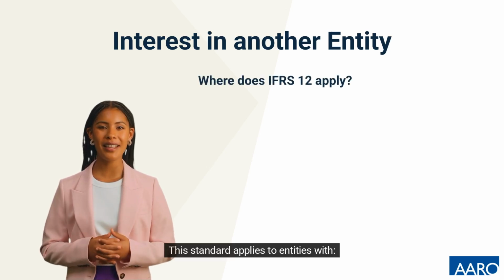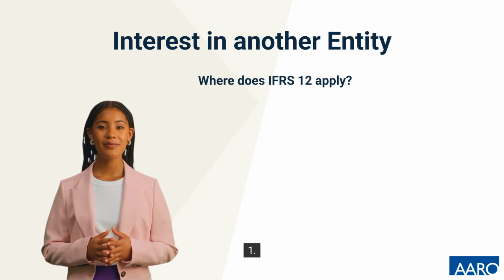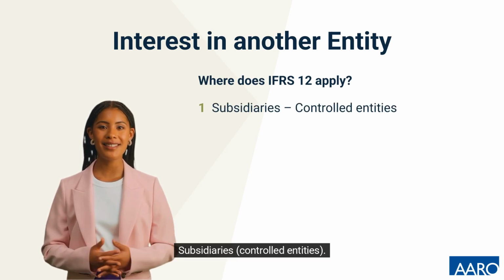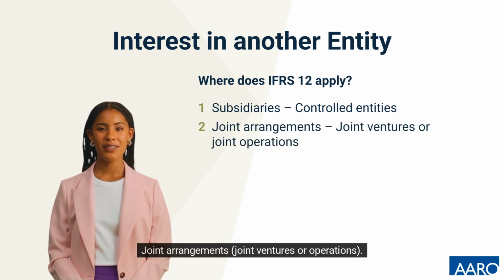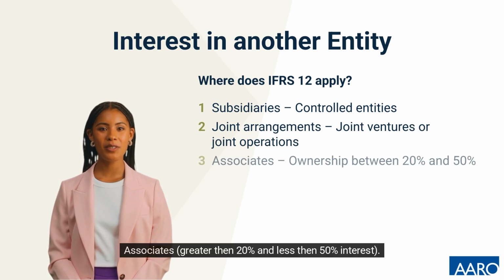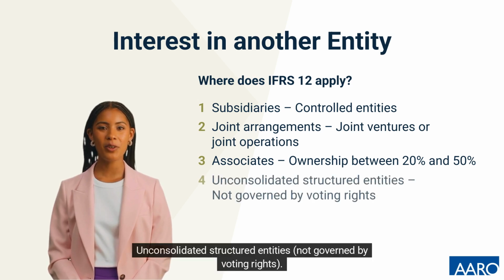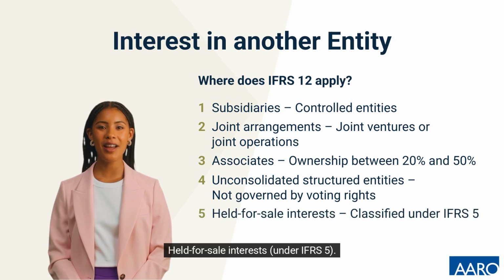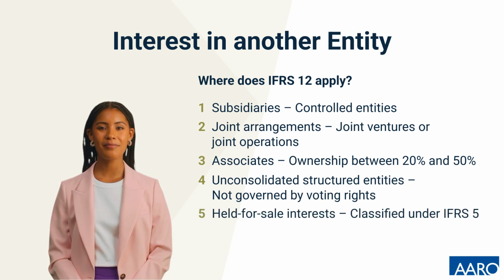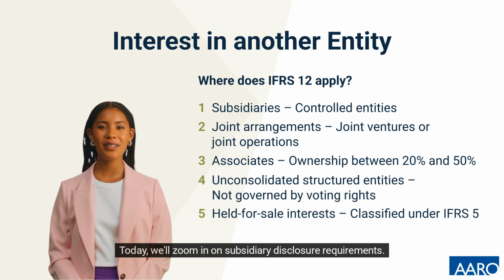This standard applies to entities with: 1. Subsidiaries, controlled entities. 2. Joint arrangements, joint ventures or operations. 3. Associates, greater than 20% and less than 50% interest. 4. Unconsolidated structured entities, not governed by voting rights. 5. Held for sale interests under IFRS 5. Today we'll zoom in on subsidiary disclosure requirements.